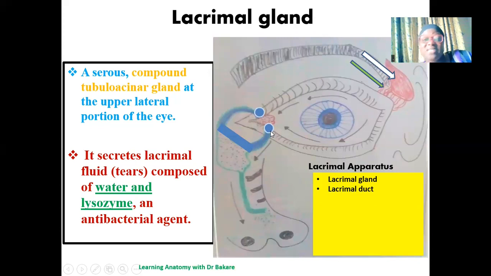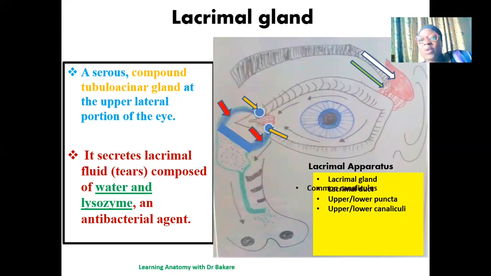So as it gets to this region, the first structure that it empties into is the punctum. We have the upper punctum and the lower punctum, and this is the upper punctum and the lower punctum. So it drains into the upper and the lower puncta. From this region, it is directed into the upper and lower canaliculi. This is the upper canaliculus, this is the lower canaliculus. This is then drained into a common canaliculus. This is the common canaliculus that tends to collect or drain tears from the upper and the lower canaliculi.